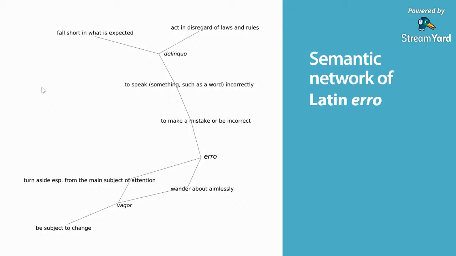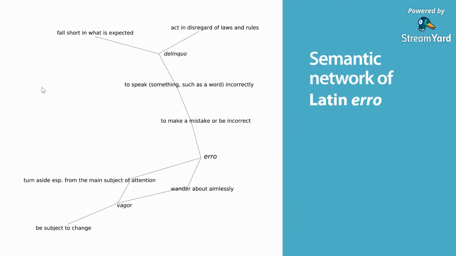Here you can see each of the synsets, although only their glosses are given. Erro's literal sense of wandering, to wander about aimlessly. Its figurative sense of making a mistake, and so on as its different branches, as well as other lemmas in the database, which share those same senses, those same synsets with this word. So, for example, vagor can also mean to wander about aimlessly, but vagor has its own semantic structure. It can mean to be subject to change, which is only a very, very peripheral meaning of erro, though the two words share the figurative sense of turning one's attention away from a topic.